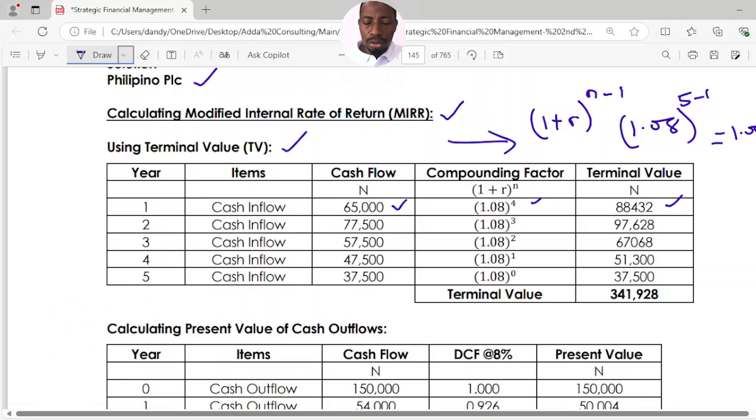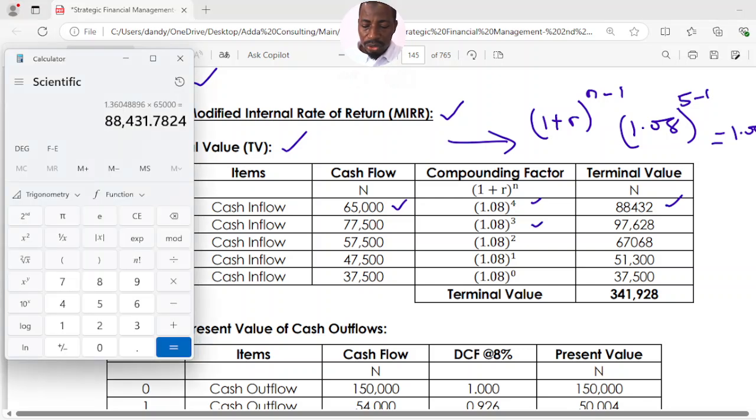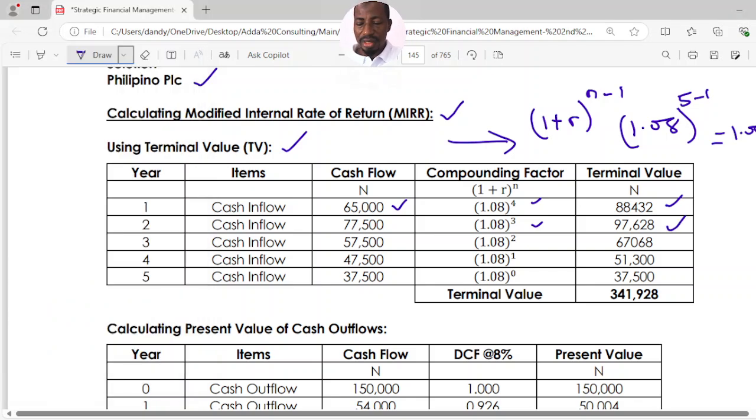The cash flow of year 2 is 77,500. How many more years can I reinvest it? Year 1 is gone. Of course, this cash flow occurred in year 2, so year 2 is not part of it. So I have year 3, year 4, year 5, 3 more years. That's why you are seeing the raised to power 3 there. So for me to now get my terminal value, I will then say 1.08 raised to power 3 equal, then multiply by 77,500 equal, that's 97,628. That's how we got this number, 97,628.